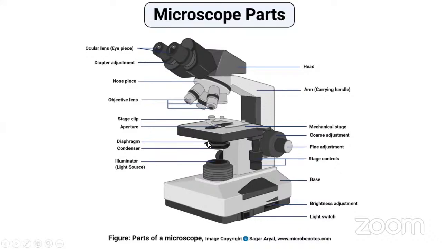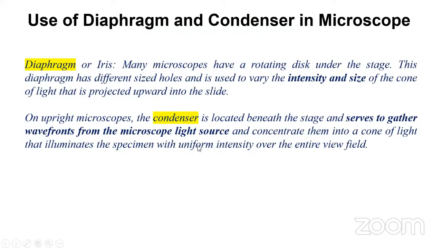So the function of the diaphragm is to control the intensity and the size of the light which is falling on the object. Then there is the condenser. The condenser is present below the diaphragm, and it serves to gather the light source and concentrate it into a cone of light that illuminates the specimen.